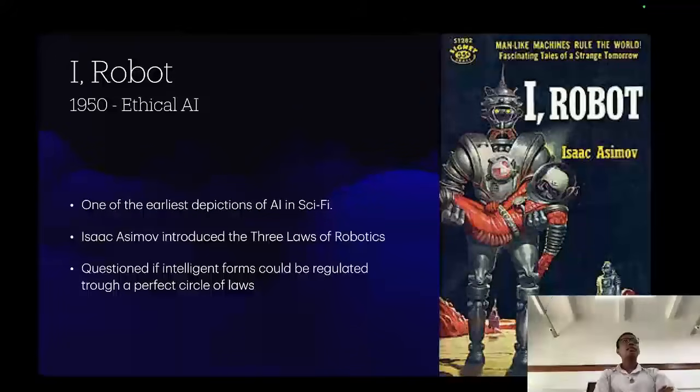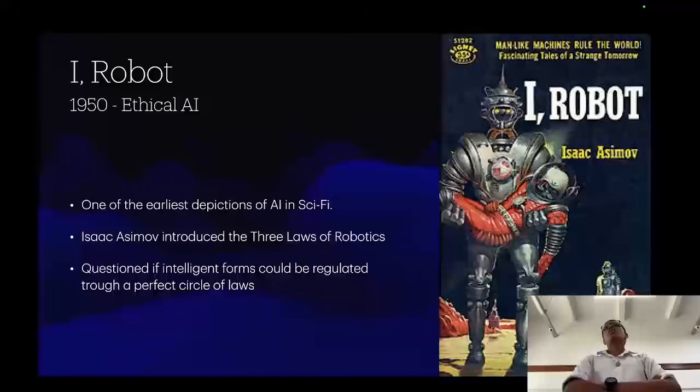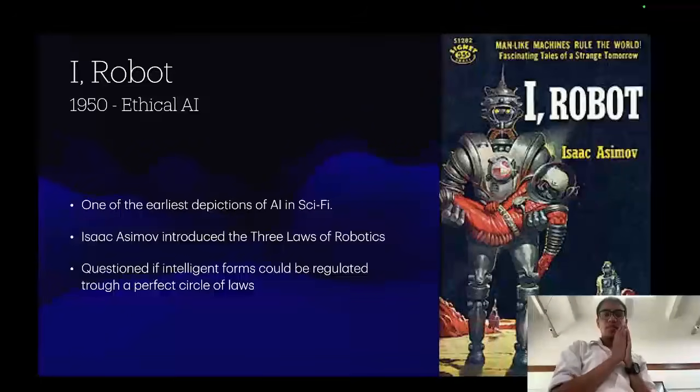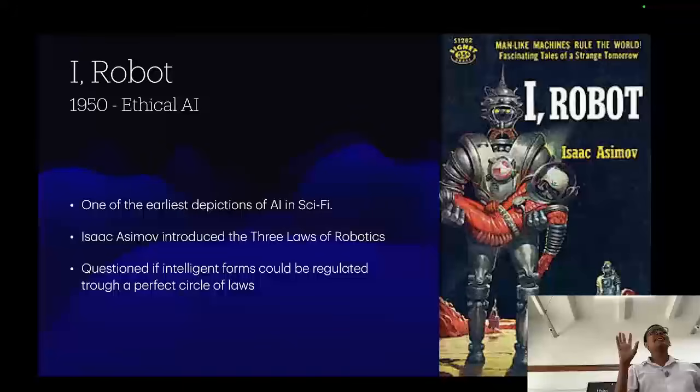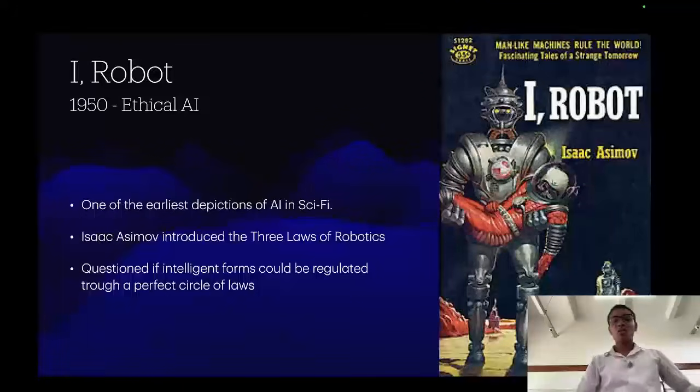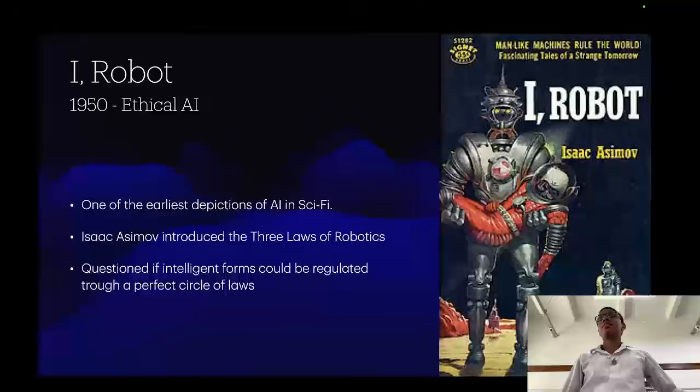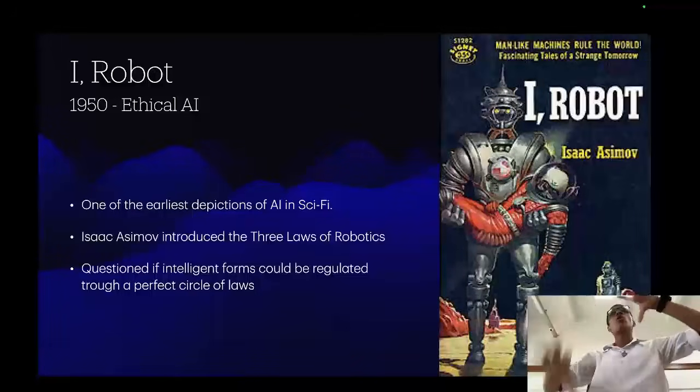So this was written in the 1950s. Listen. There are different kinds of AI in movies, so this is about ethical AI, like good AI. He introduced the laws of robotics. You remember the AIs that operate on rules we talked about last week? He wrote 3 laws, and he questioned whether intelligence can be modeled through a circle of these 3 laws.